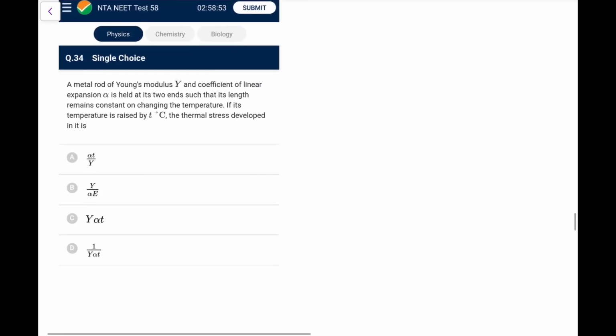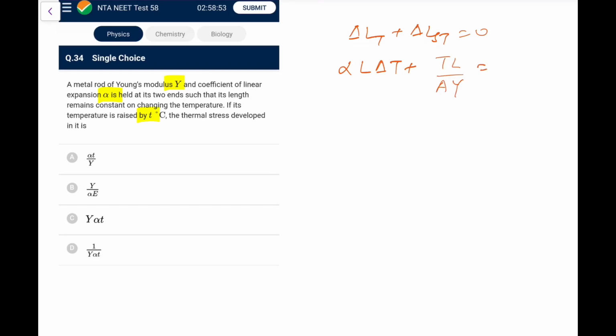Next. A metal rod of Young's modulus Y and alpha is held at two ends such that length remains constant. If its temperature is raised, the thermal stress. So length remains the same, so delta L due to temperature plus delta L due to stress should be equal to 0. So alpha L delta T plus delta L due to stress, that we write as delta L is equal to FL upon AY, that is TL upon AY, that should be equal to 0.